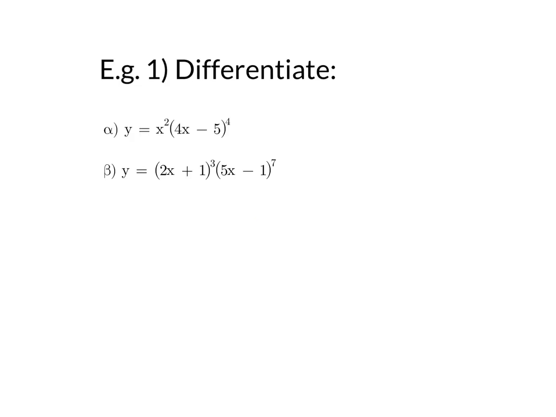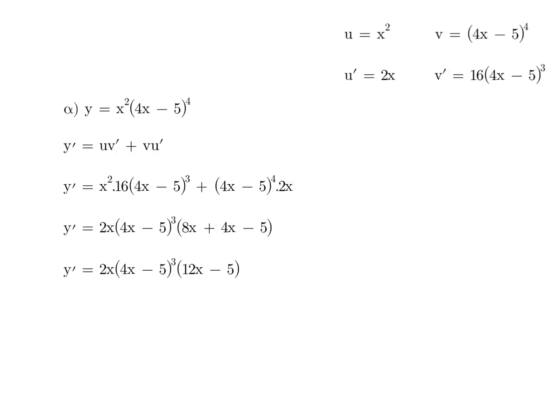Let's look at some examples. So we're going to differentiate x squared, that's one function, times (4x minus 5) to the power of 4, that's a second function. And we're going to also differentiate (2x plus 1) to the power of 3, that's one function, and (5x minus 1) to the power of 7, that's a second function.